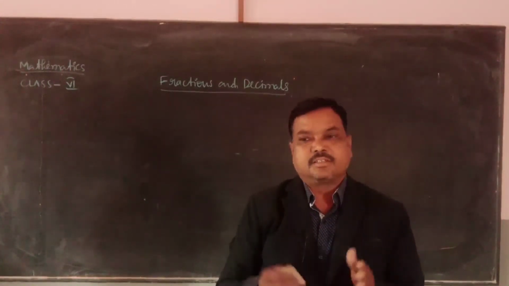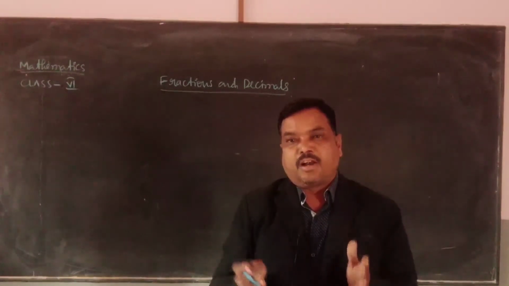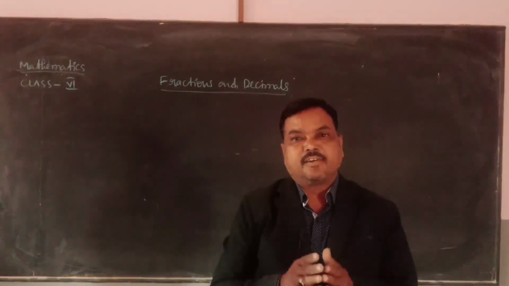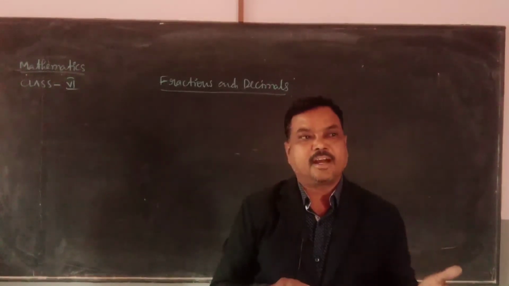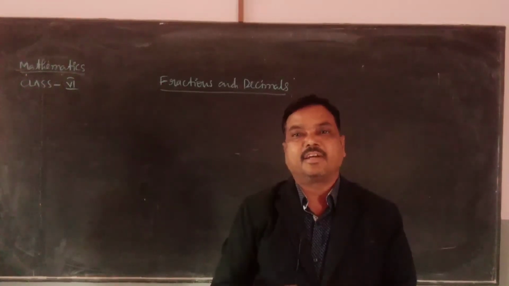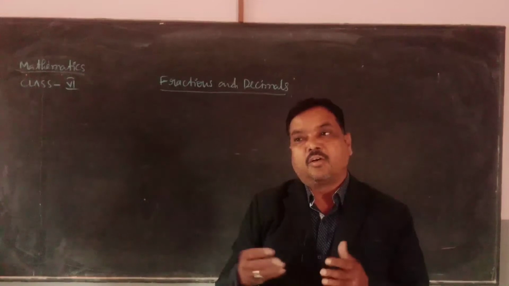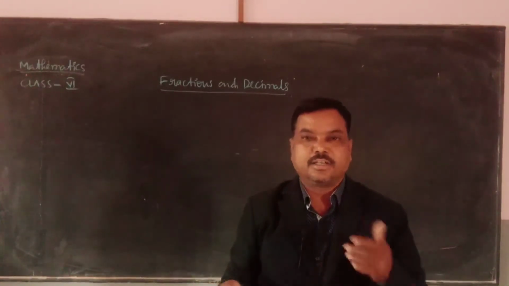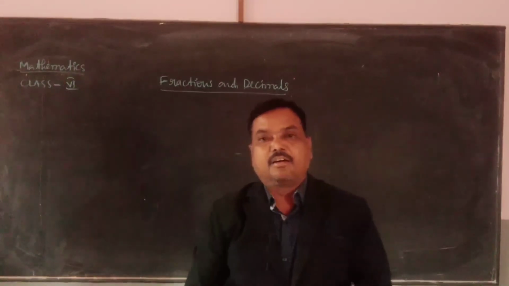Suppose one article is divided into 4 parts, then each person gets one part. The fraction of each part is 1 by 4. The whole has 4 parts, and each one is getting one part.